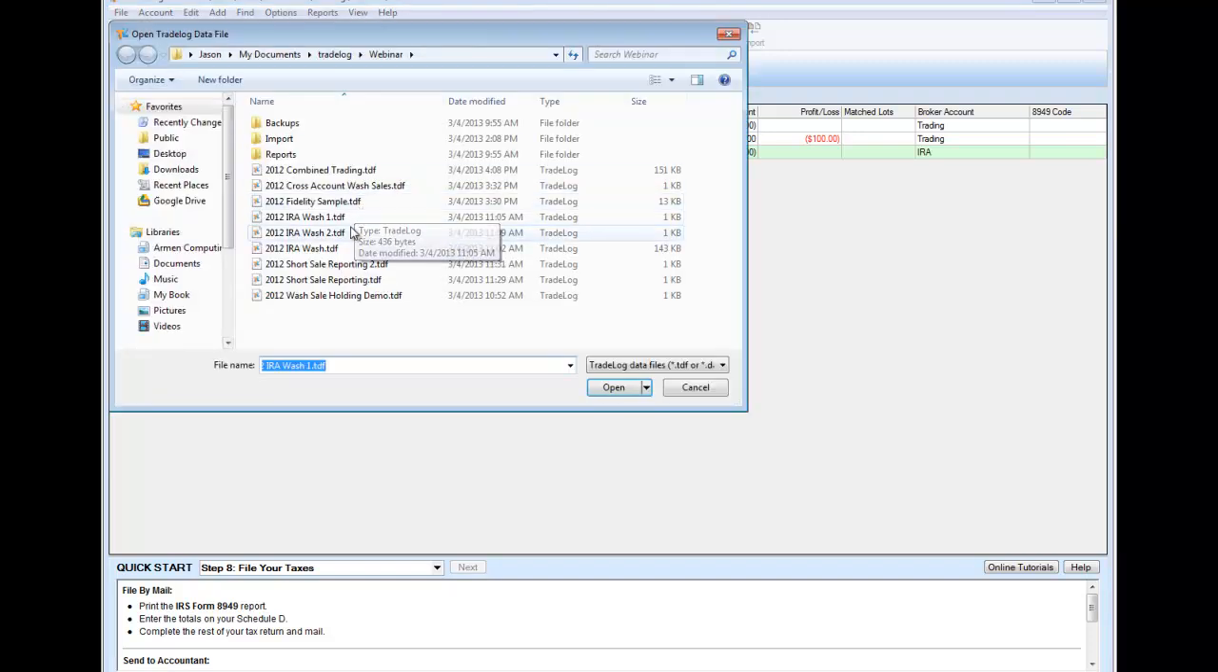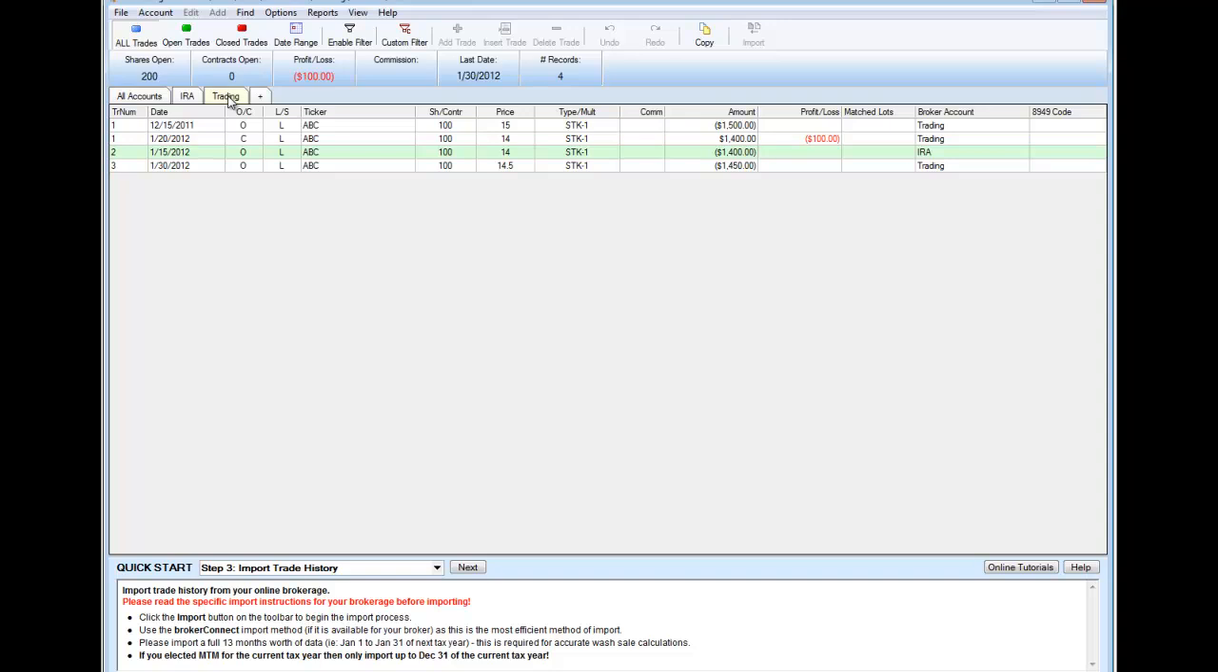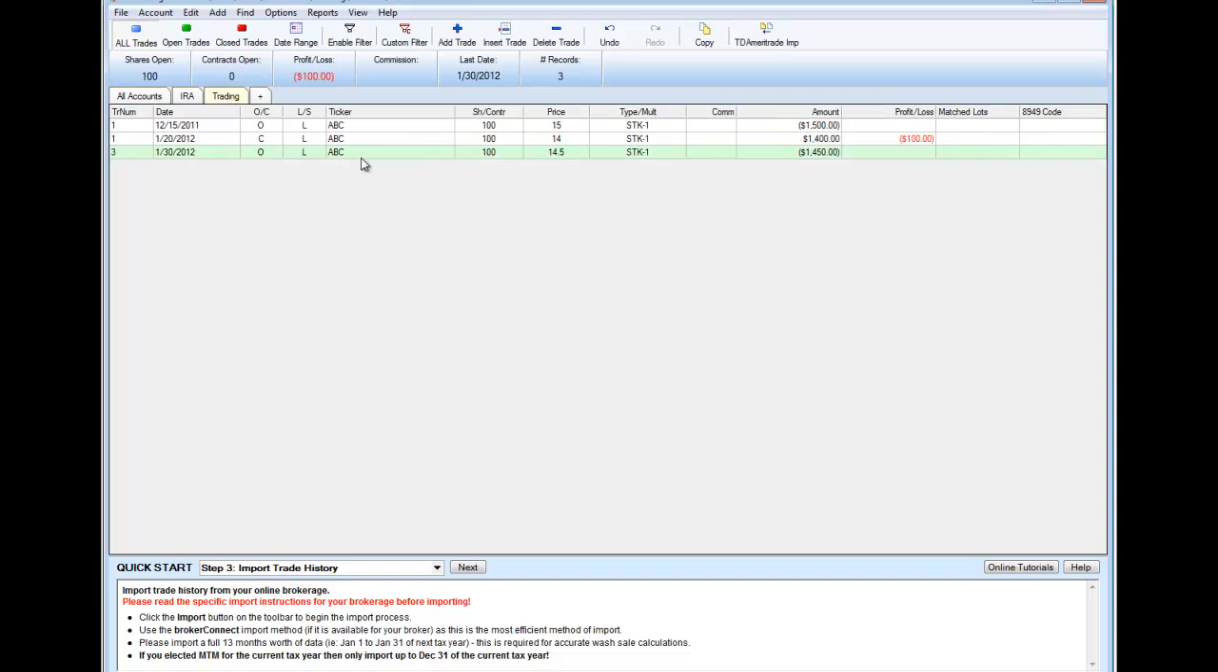I'll open another sample file here. In this case, I also bought the shares again in my trading account. So TradeLog has two options to trigger a wash sale. There's a trade, a repurchase that happened in my taxable account. There's a repurchase in my IRA account.